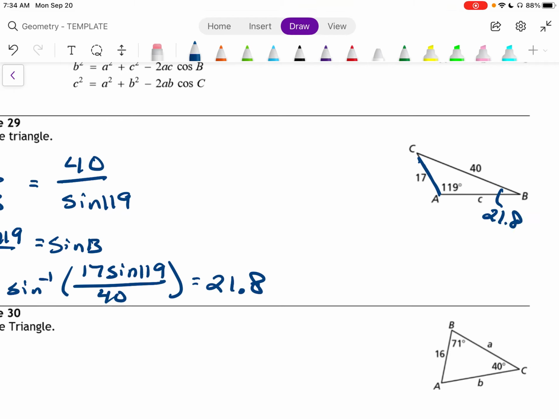And I want to look at that picture. Does that kind of make sense? And yeah, it kind of makes sense. To find this other angle, angle C, I'm going to take 180 minus 119 minus 21.8. And that gave me 39.2.